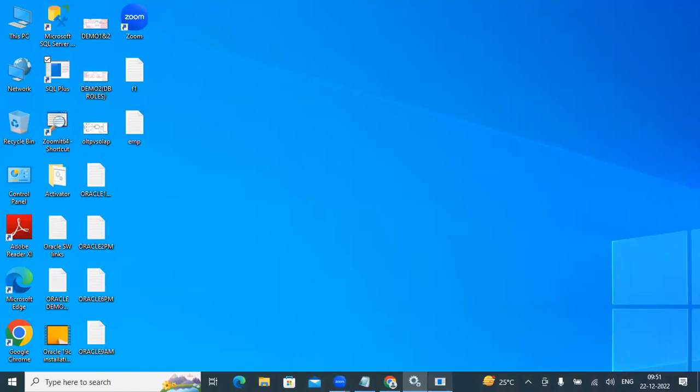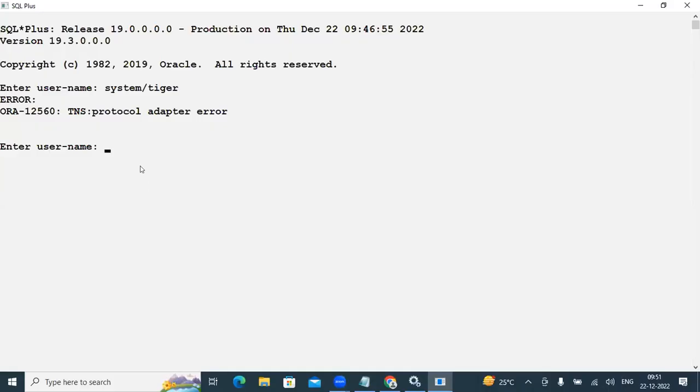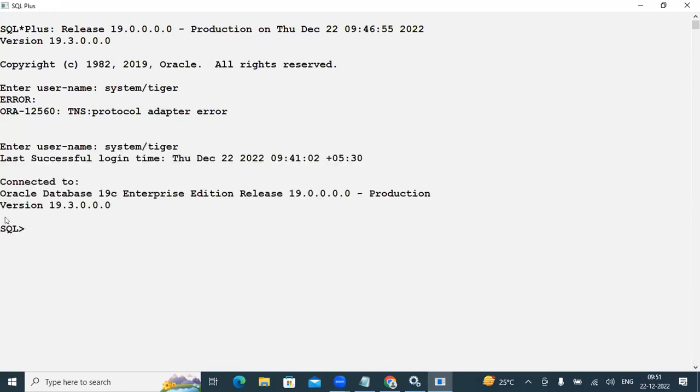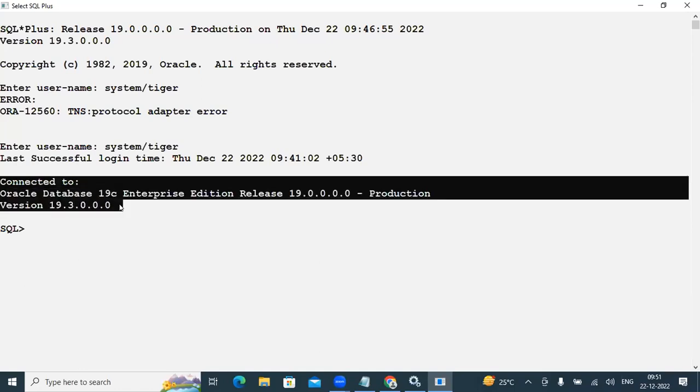Okay. And come back to your SQL Plus. And initially it was showing me TNS protocol adapter. And after services are activated, then you can come out and see, okay, system and the same password Tiger. And this time you will be successfully connected. This is the first TNS protocol problem. Whenever you face it, you have to use this.